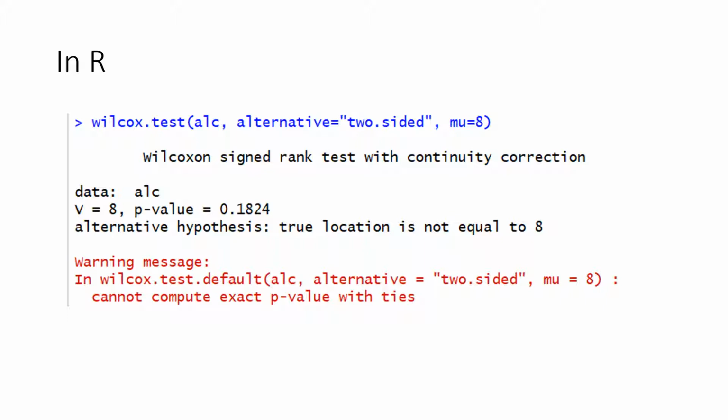Notice that it's also giving me a warning message here. The p-value is approximate as opposed to exact when you have ties in your data, so that some of the ranks were tied. Don't worry too much about this. It just means that the p-value is a little bit more approximate than it would be otherwise.